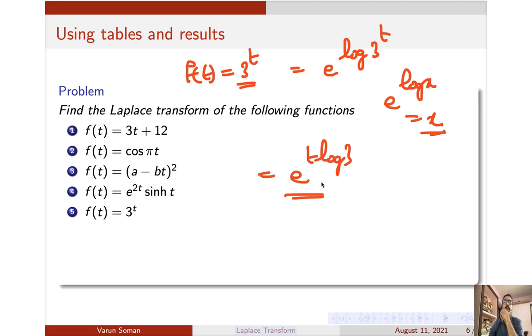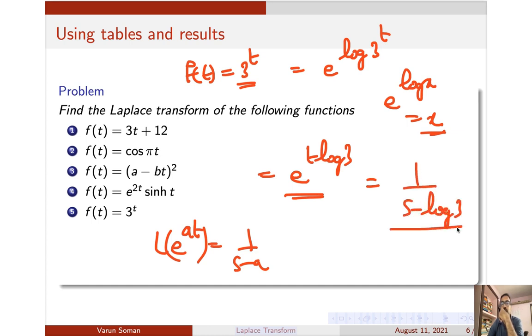Now look at the table. Can you apply any formula here? The transform of e raised to at is 1 by s minus a. So what will be the transform of e raised to t log 3? It will simply be 1 by s minus log 3. So that is the answer. If you don't like this approach, you can also do it directly, but it will be really difficult.